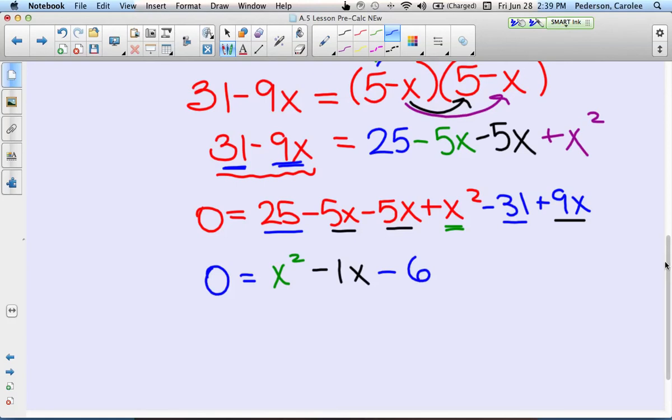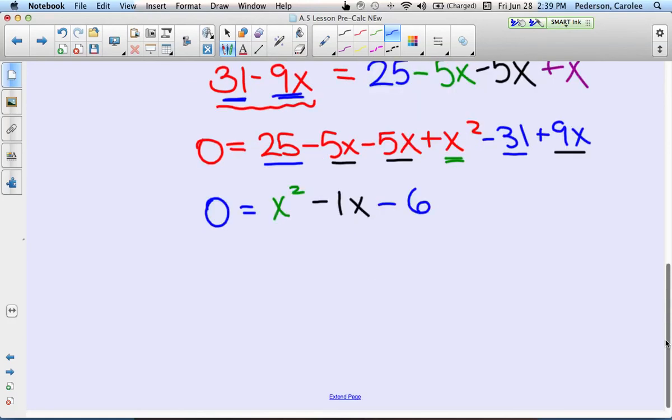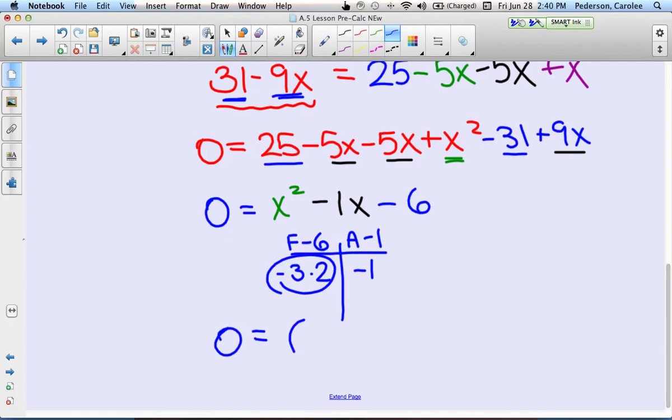Now let's see if we can factor this. So we want to use the chart method because my leading coefficient is 1. And I say, what are the factors of C that add to B? Well, I could do negative 3 times 2 adds to negative 1. So there's my factors. So I split up my x squared into x and x, and then minus 3 plus 2.